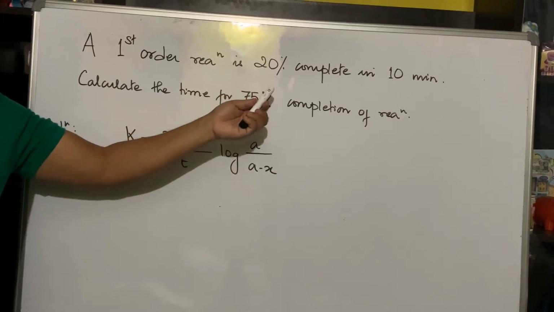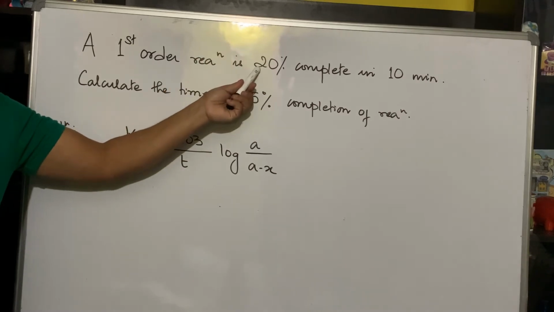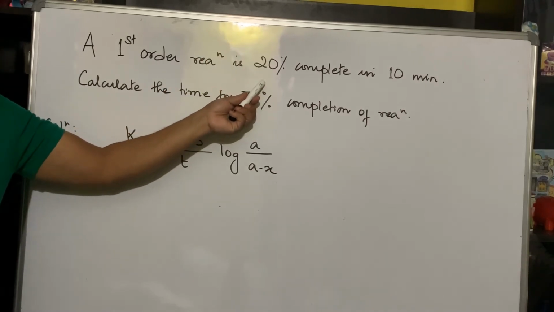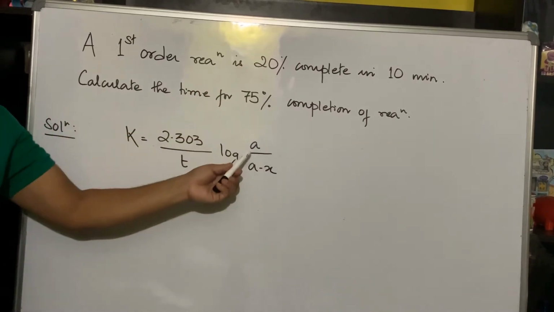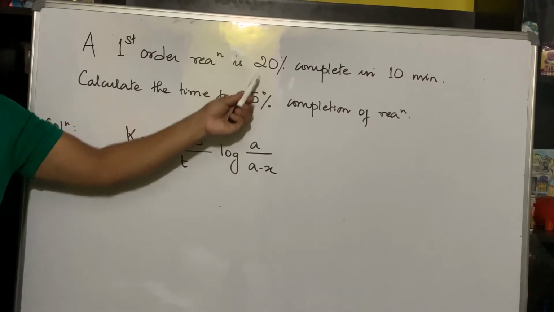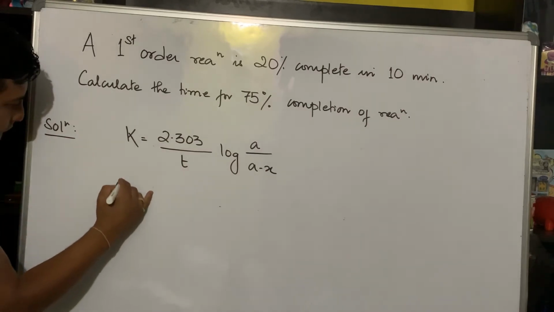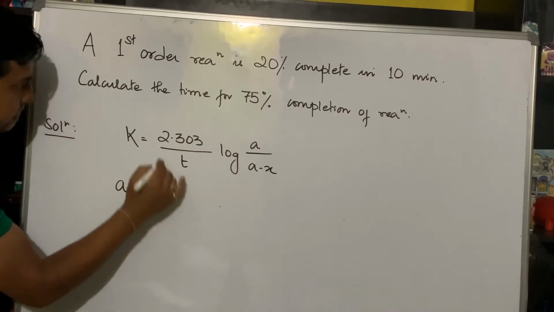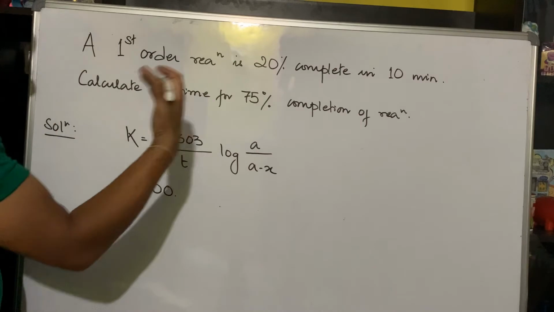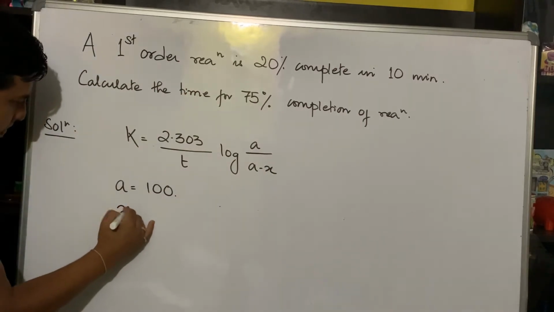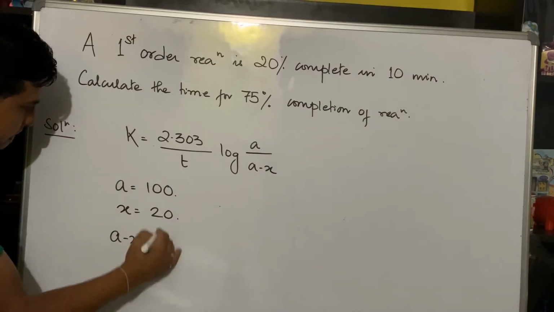So if it is given in percentage, initial concentration, you'll assume it to be 100. If it is given in fraction, 20% means what? 1 by 5. Okay, if it is given in fraction, initial will take it as 1. If it is in percentage, initial will assume it to be 100. That's the difference. Okay, so here a equals 100. It's given in percentage. 20% complete means out of initial concentration 100, 20% has been converted into product. So what is the value of x out here? The value of x is 20. So what is the value of a minus x? The value of a minus x is 80.